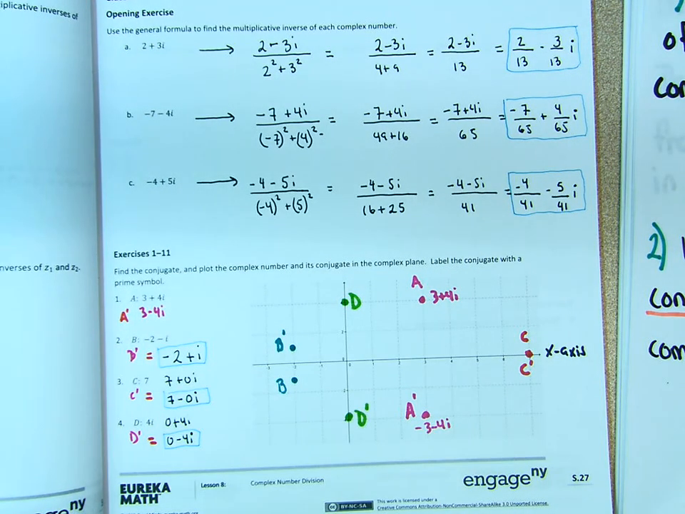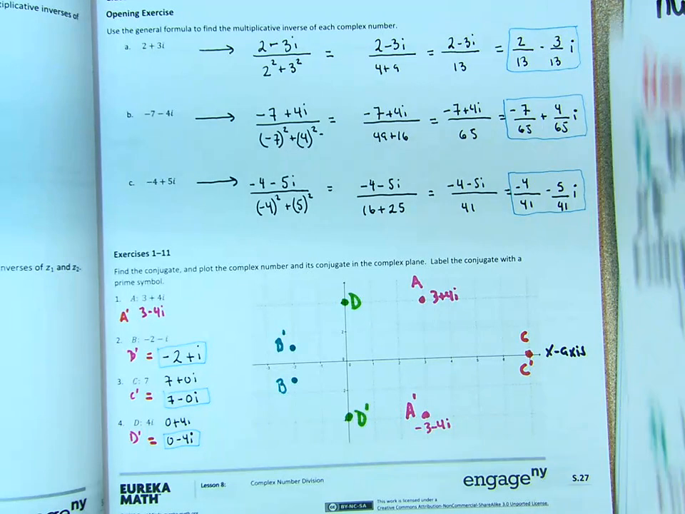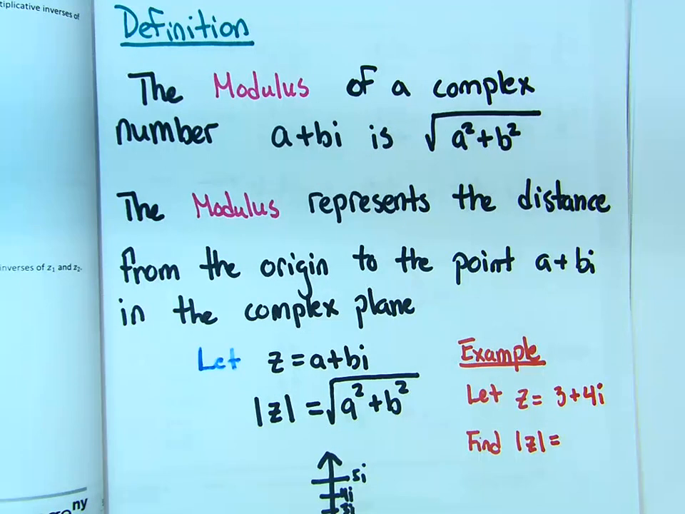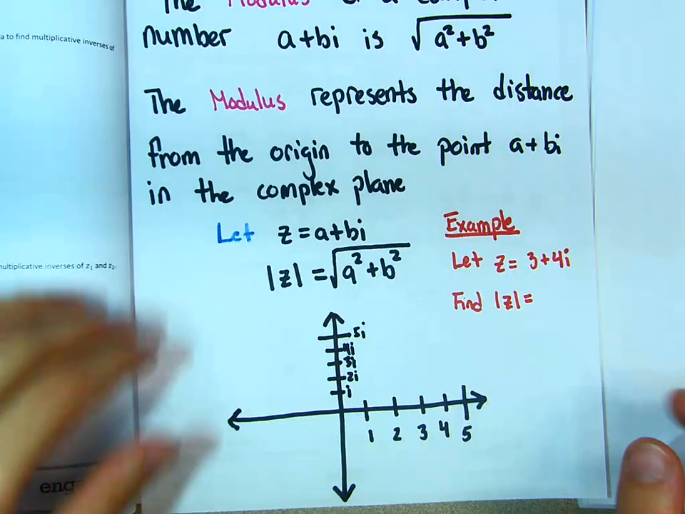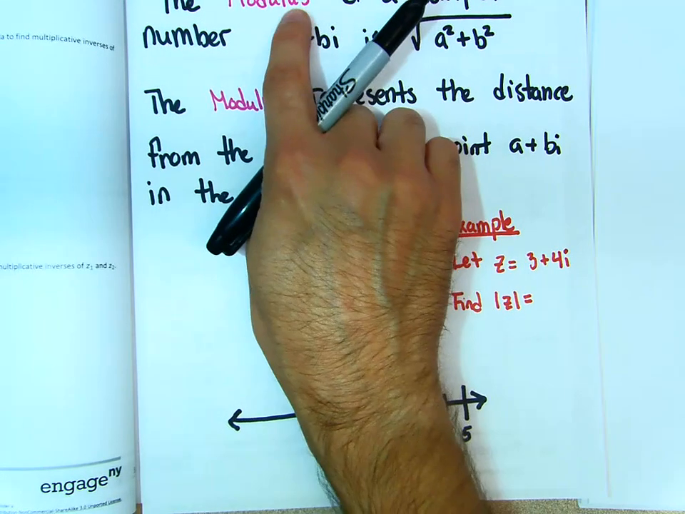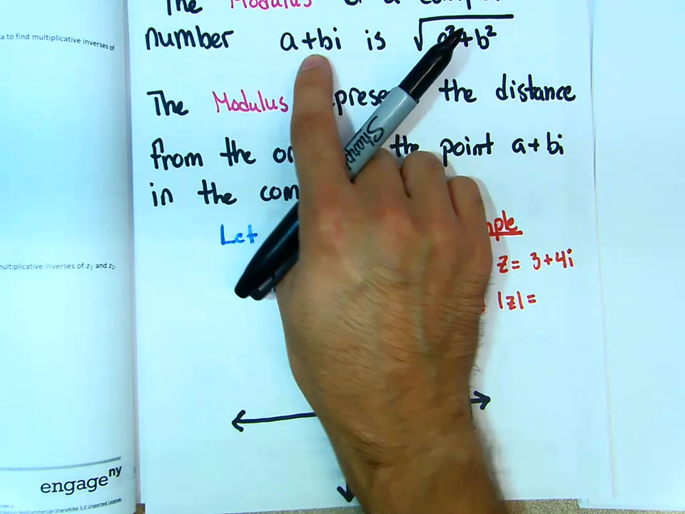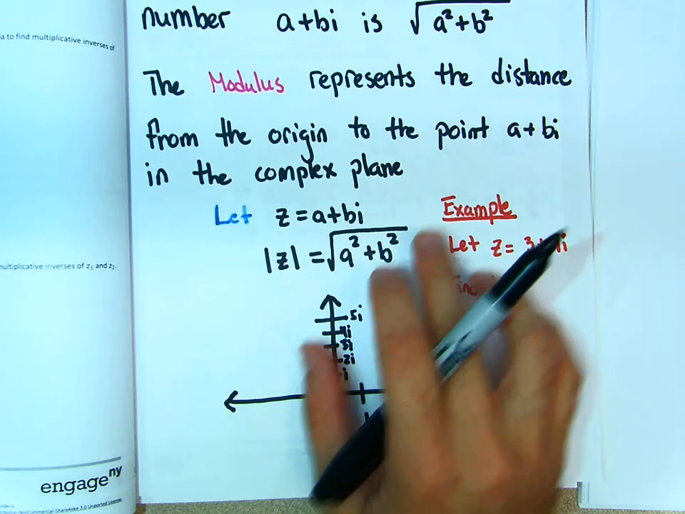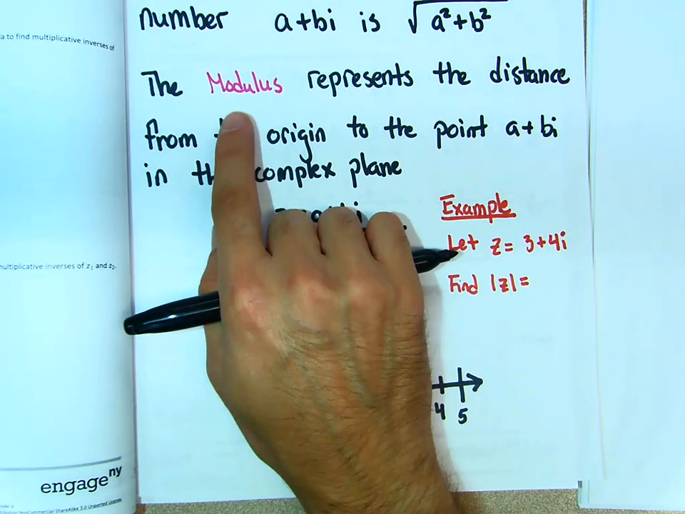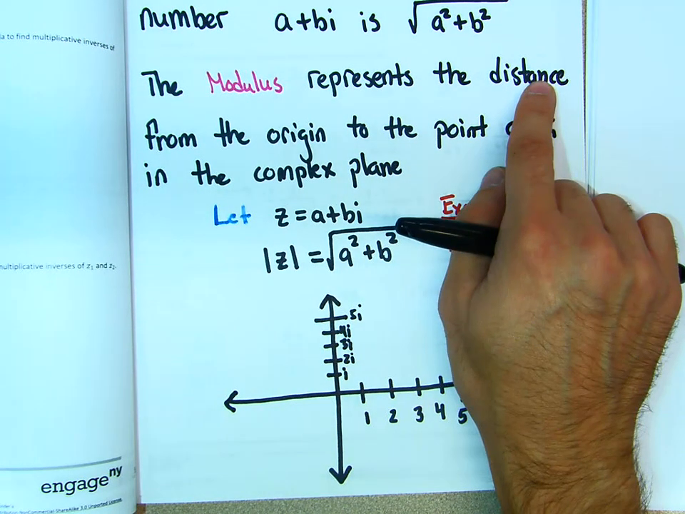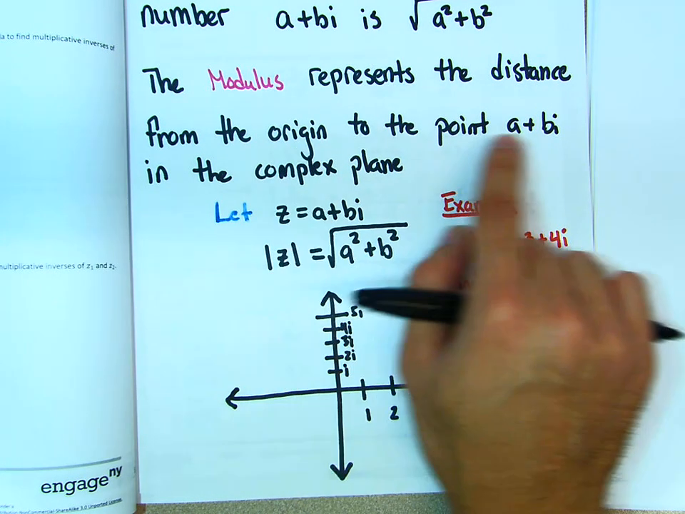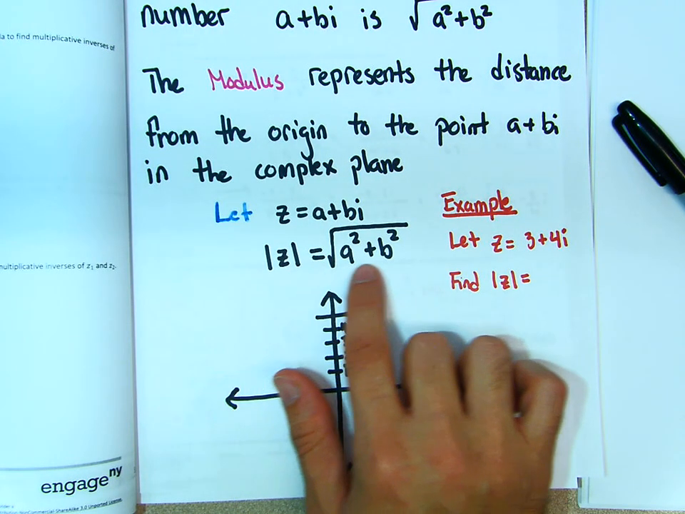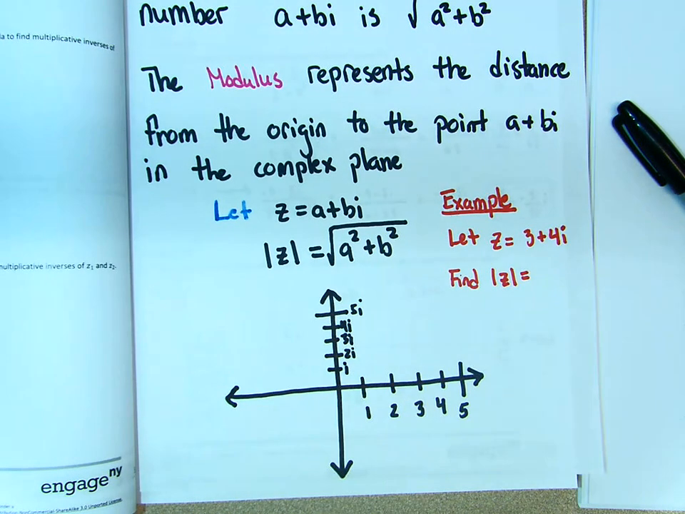Okie dokie. All right, the main lesson for today is what is the modulus of a complex number? This will be very short, and we kind of already did this. The modulus of a complex number a plus bi is the square root of a squared plus b squared. So what does this mean? The modulus represents the distance from the origin to the point a plus bi in the complex plane. And it's denoted with this symbol. Let's look at an example together.